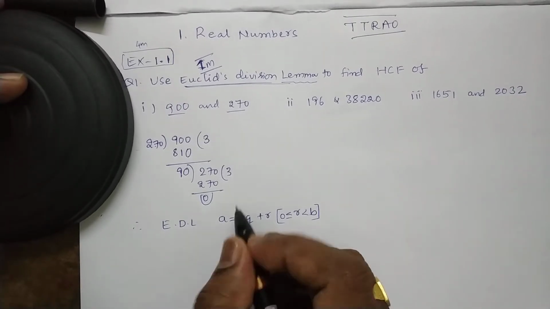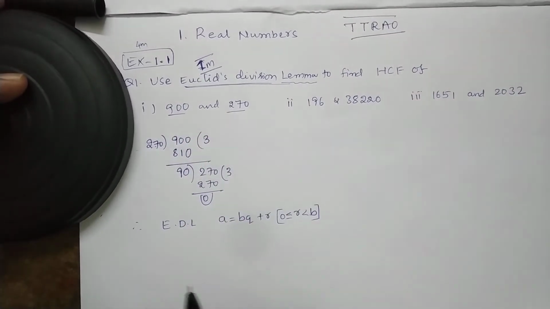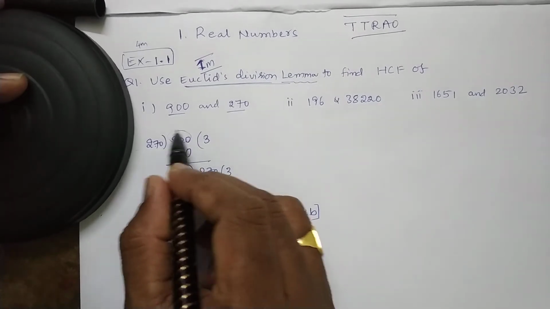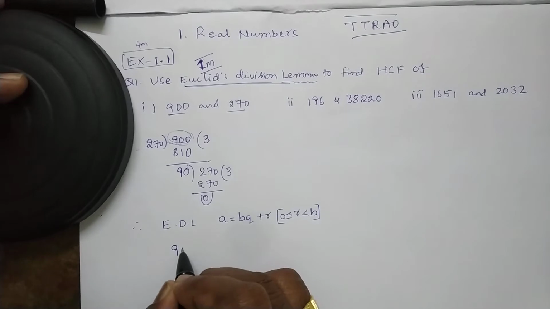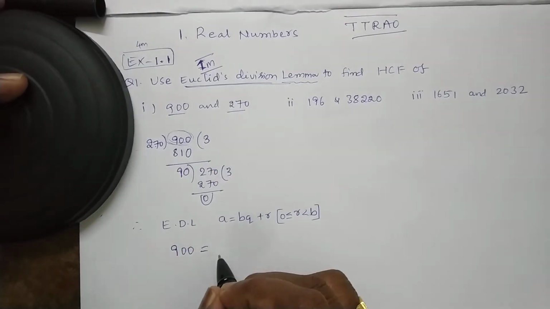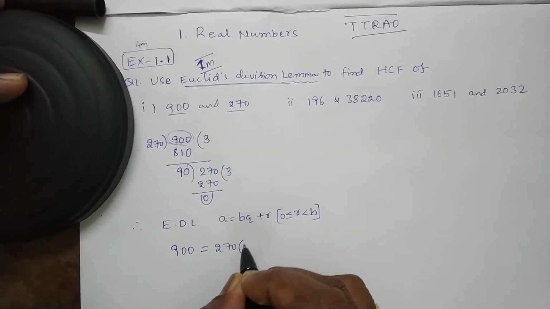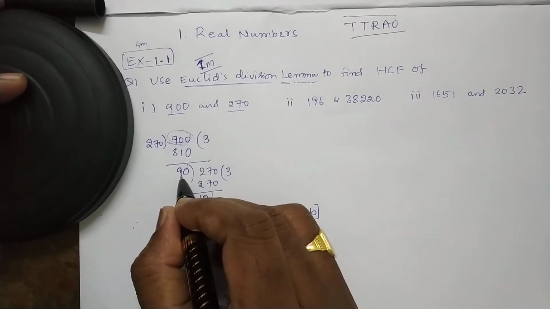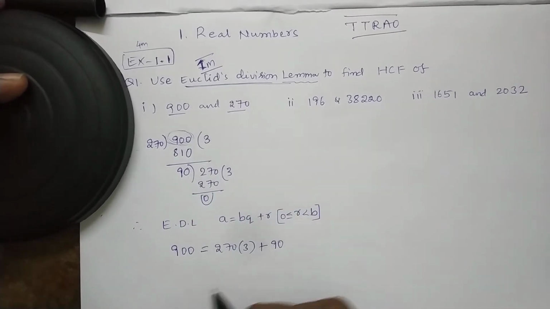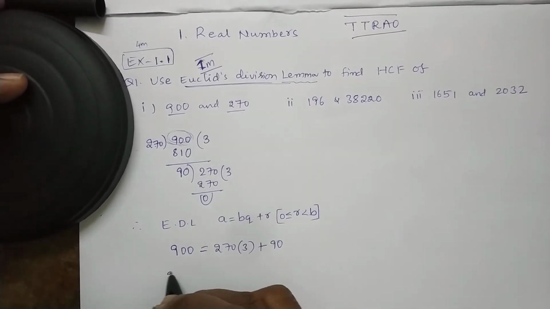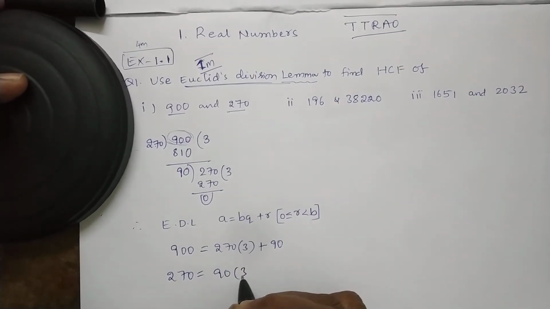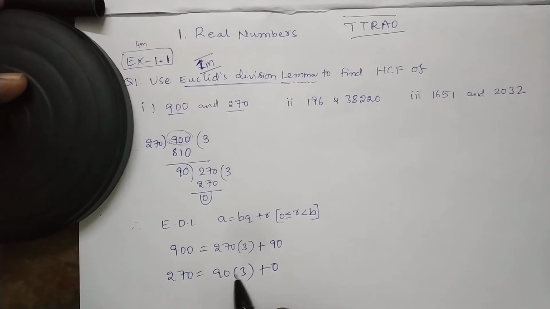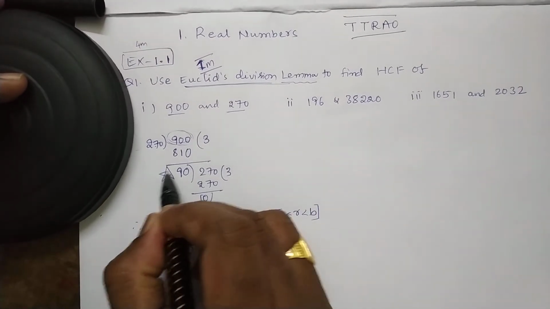Now let us try to write the steps in this format. A is any integer, here 900. So 900 can be written as 270 into 3 plus the remainder, 90. Next, 270 equals 90 into 3 plus remainder 0. So for which divisor is the remainder 0?